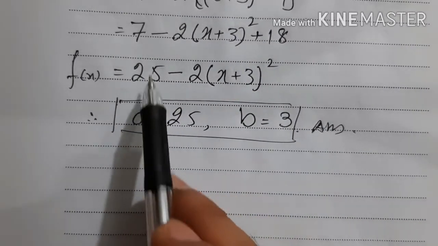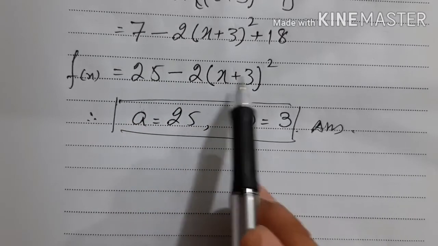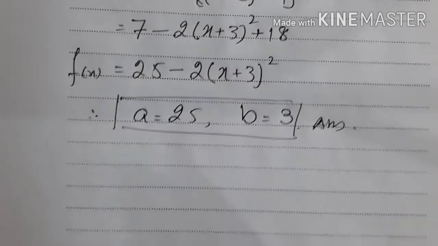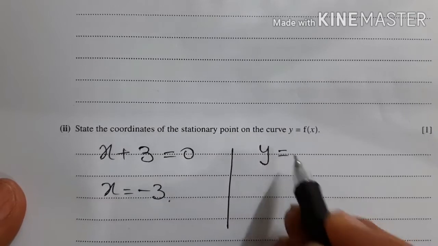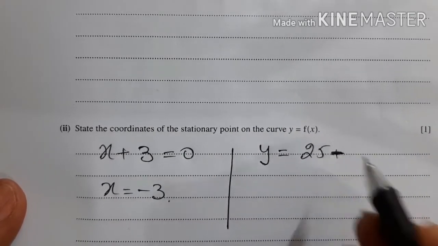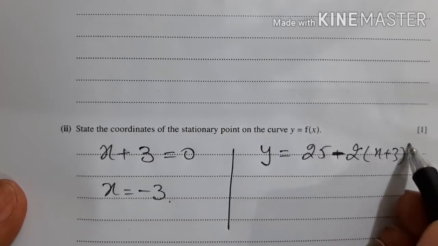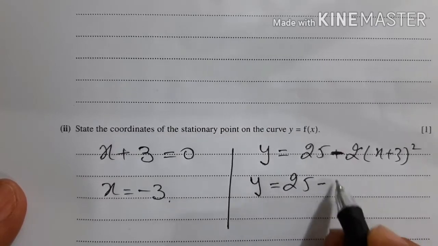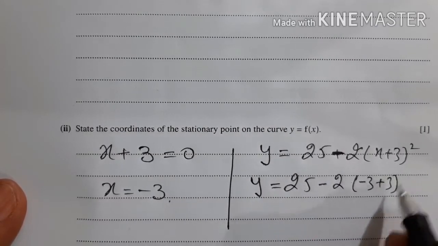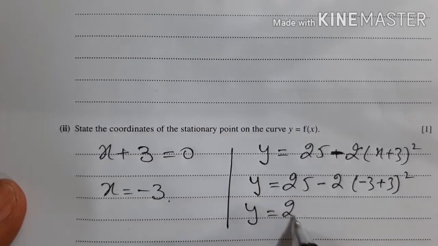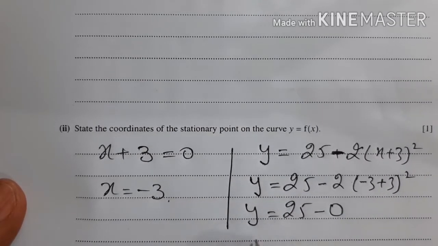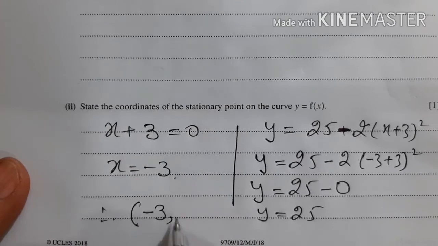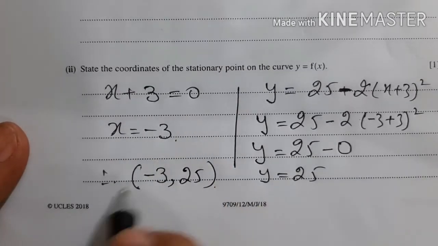And this is the value of y, because if we put x equal to minus 3 here, the whole term will be 0. So y is equal to 25. If you write it as y is equal to 25 plus minus 2 into x plus 3 whole square, put the value of x as minus 3 here, it becomes y is equal to 25 minus 2 into minus 3 plus 3 whole square. So this whole term becomes 0. So the y term is 25. Therefore, the stationary point will be minus 3, 25. This is the stationary point.